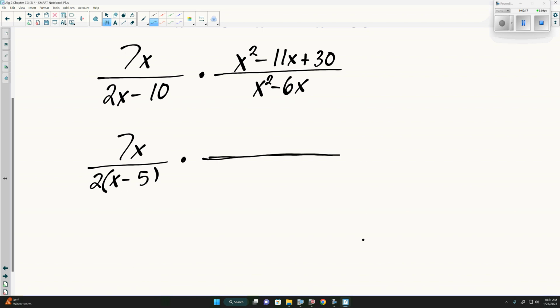Now the other one that we can factor is the x squared minus 6x. X squared minus 6x has a greatest common factor of x. They both have an x term, so we can factor it out. And if we factor the x out of x squared, we get x minus 6, because if we take the x away from 6x, all we have left is the 6. Any questions on this so far?